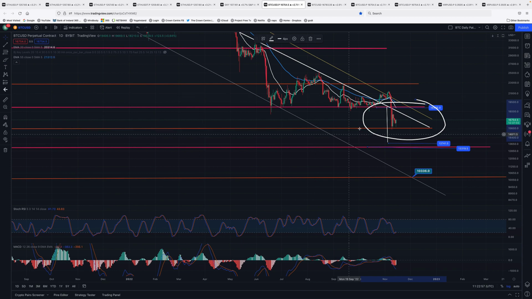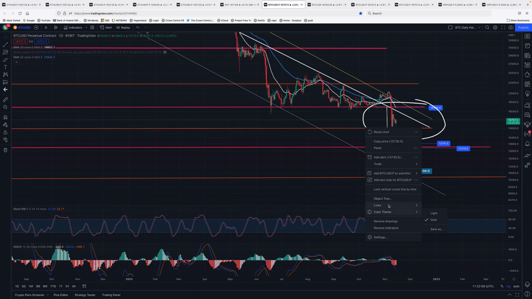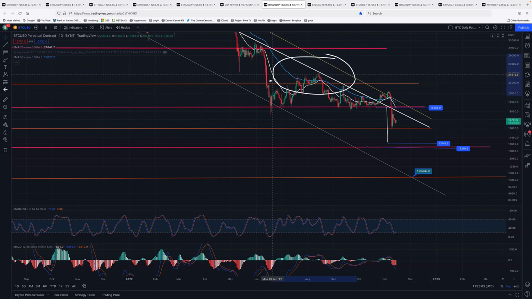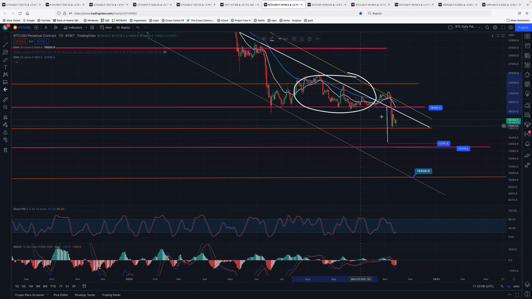Now, we have had a period of accumulation. Let me just move it here. We've had a period of accumulation here, and we dropped out of that, and that's where this target comes from. And I was really conservative when I set this target for the drop. So at the moment, we still haven't met this target.